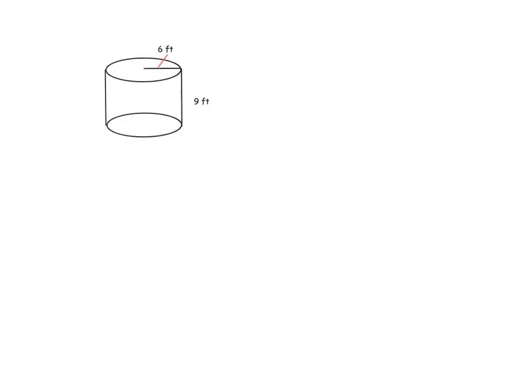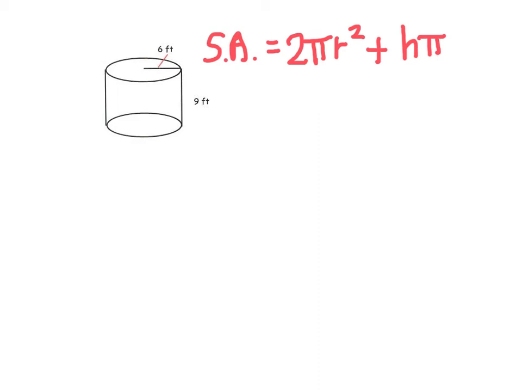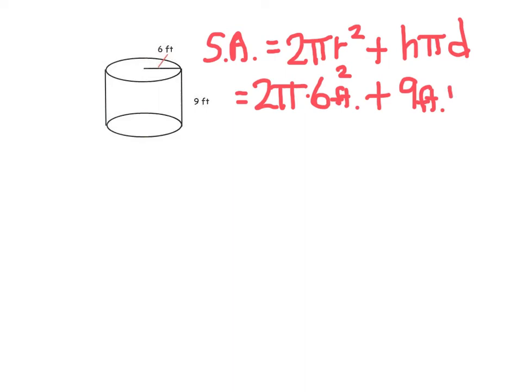All right, let's start with our formula. Okay, surface area is going to equal 2 times pi times radius squared plus the height times pi times diameter. Let's substitute. Again, I'm saving pi to the very end. The radius is 6. So we're going to square the 6. The height is 9. And the diameter would be 6 times 2, which is 12.